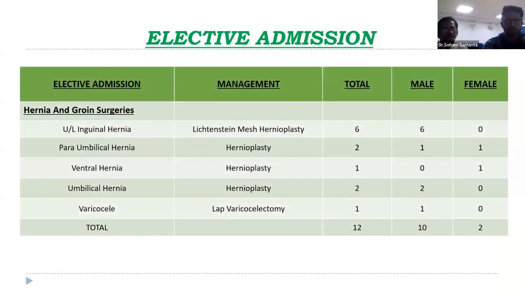In hernia and groin surgeries, 6 cases of unilateral inguinal hernia for which Lichtenstein mesh hernioplasty was done, 2 cases of paraumbilical hernia for which hernioplasty was done, 1 case of ventral hernia for which hernioplasty was done, and 2 cases of umbilical hernia for which hernioplasty was done. 1 case of varicocele for which lap varicocelectomy was done.